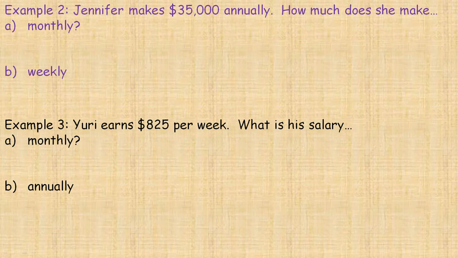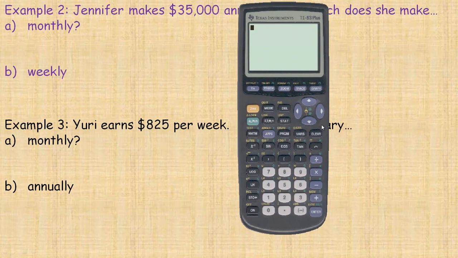In the example on this page, there's 2 of them, we're going to just do some conversions between annual or yearly and then monthly and weekly salaries. So in example 2, it says Jennifer makes $35,000 annually, and again, annually means once a year for the entire year. How much does she make monthly? Now there's 12 months in a year. So if she was being paid monthly, we would take that $35,000 and divide it by 12. So that would be the calculation to figure out how much she's making monthly.